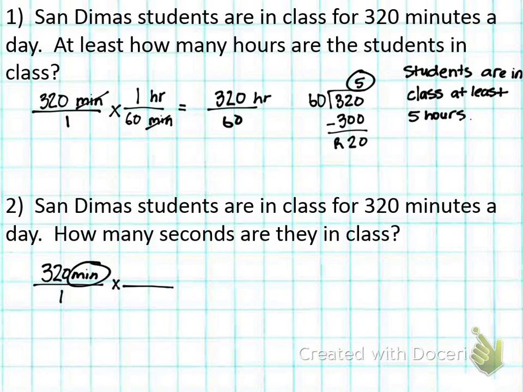Since I started with minutes right here, I'm going to put minutes down here, and I want to end off with seconds. My conversion factor is that there are 60 seconds for every 1 minute. Do y'all see that? So now we're going to multiply across. We know minutes cancel out. 320 times 60, I'm going to have to do a side problem.